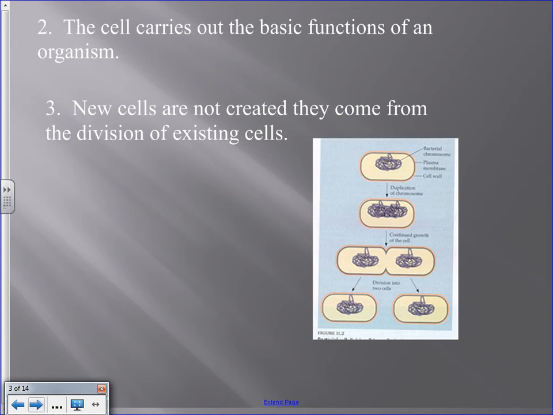So they're carrying out the basic functions: exchanging gases, carrying out metabolism, that's burning sugars or whatever, getting rid of waste products, making protein, all of that kind of stuff. It's all done at a cellular level as well. Okay, and thirdly, new cells are not created. They come from the division of existing cells. There is no factory in your body that's churning out cells. Every cell in your body came from one cell.